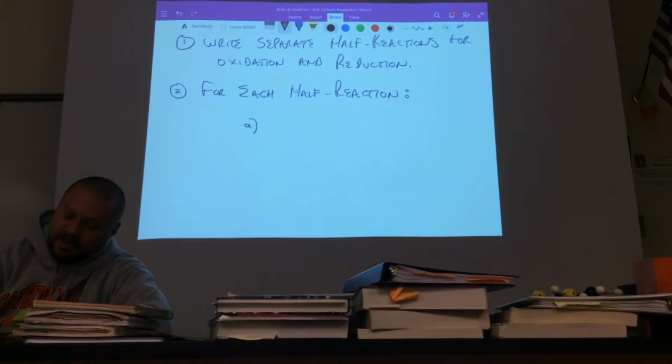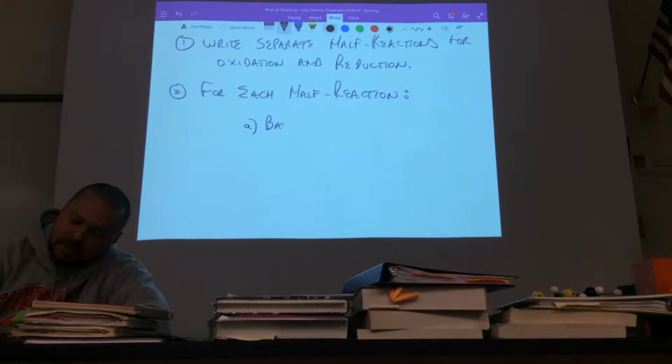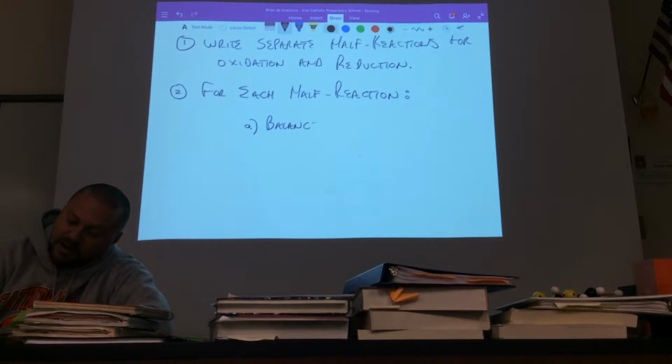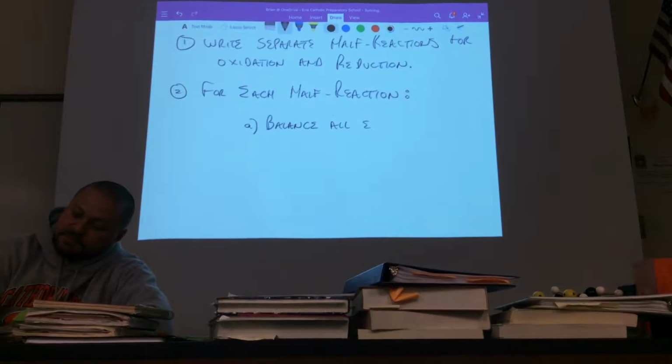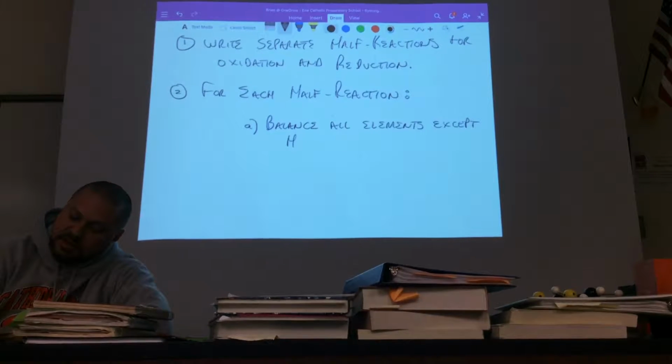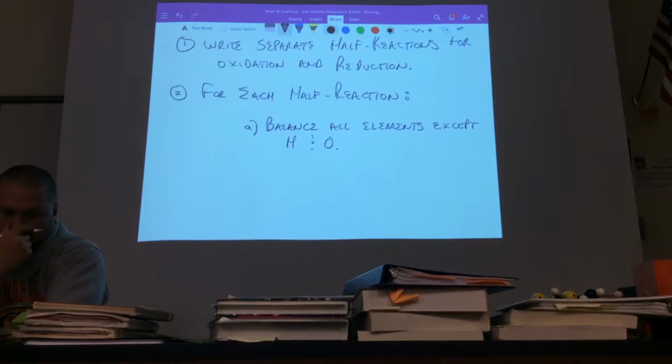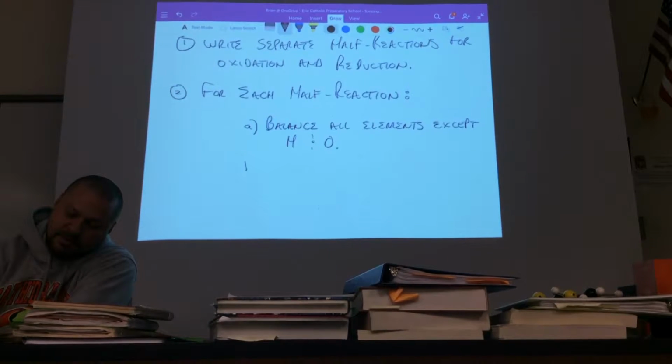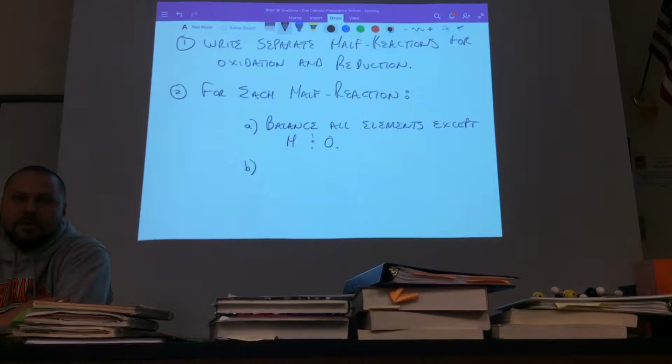So we're going to balance all elements but H and O. Sometimes you don't have to do anything here. Balance all elements except H and O. B, the order matters here now.